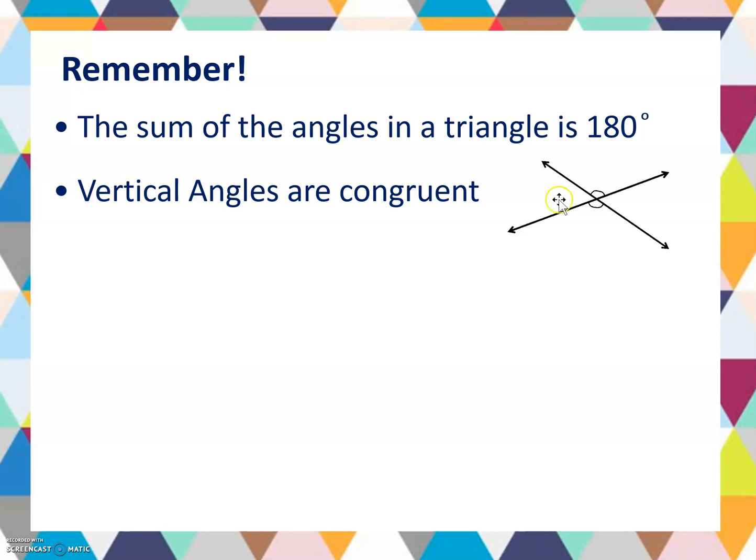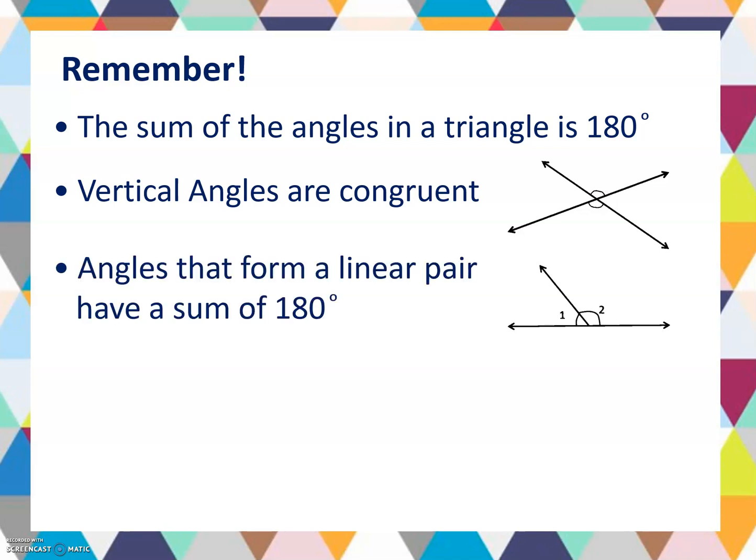Vertical angles are congruent. Those are the angles that are across from each other, formed by two lines. Angles that form a linear pair are supplementary, or they have a sum of 180 degrees. So if you see a line and two angles that form that line, we know that we can set them equal to 180.